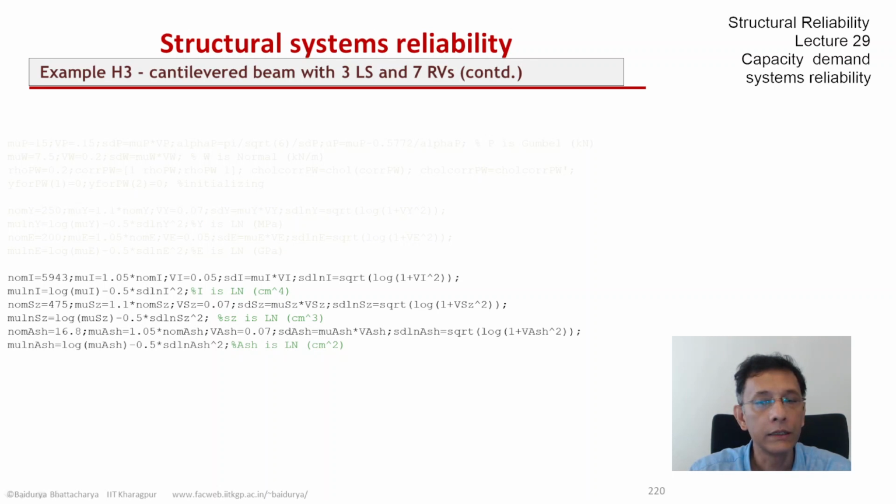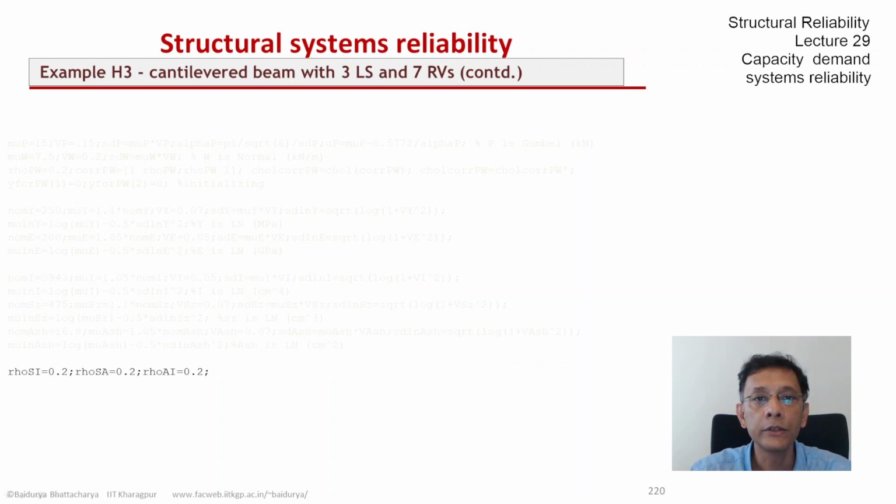Then we look at the geometric quantities. So I have I, the sectional moment of inertia, which is again log normal. So I obtain those parameters. Sz, which is also log normal, so I obtain their parameters, and the area shear, which again is log normal, and I obtain its parameters. So I have defined them, and it so happens they're all in terms of centimeters, centimeter to the power 4, 3, and 2 respectively.